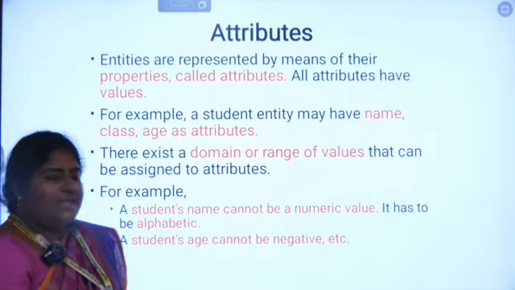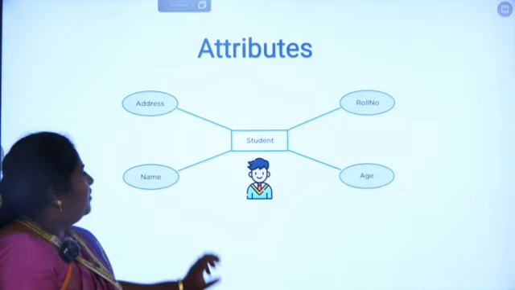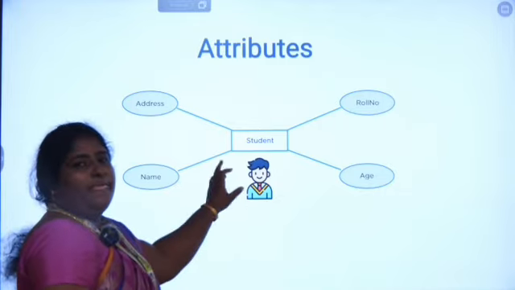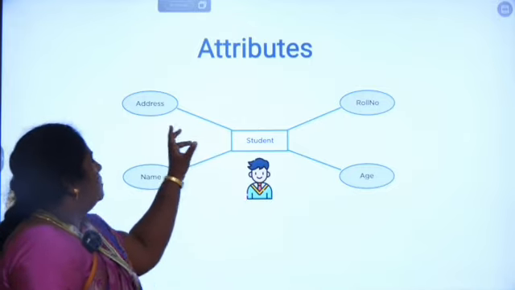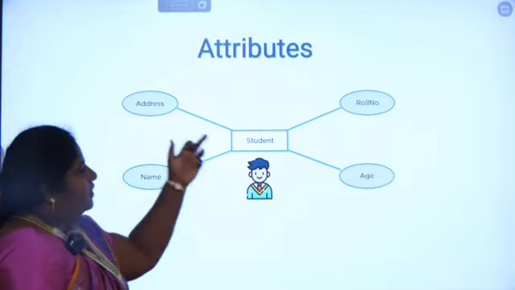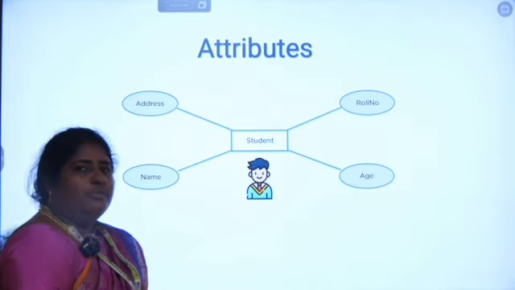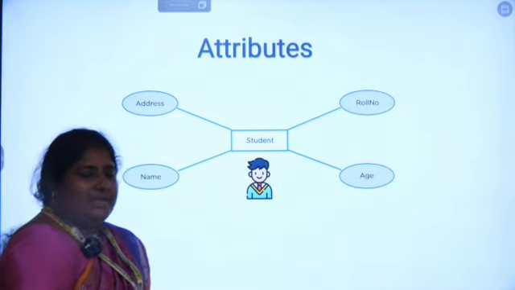Now coming to the attributes. As we discussed before, this is an example for an attribute. Let us consider the student to be an entity, which consists of different attributes together. The attributes are such as address, name, roll number and age. All these things are considered to be the properties of an object. So here, entity is nothing but an object.